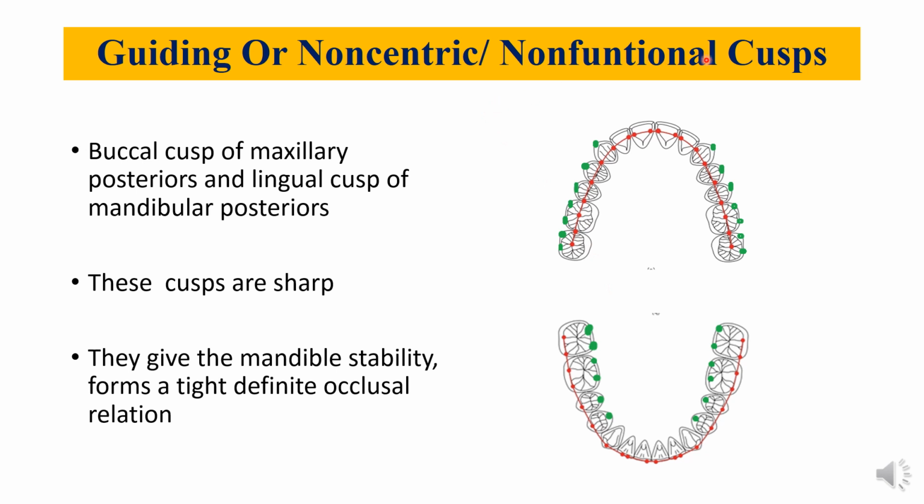These non-functional cusps are called guiding cusps. Why? Because they make the mandible more stable, and they form a tight, definite occlusal relation. When you clench your teeth, just bite both teeth together, these non-functional cusps form the occlusal relation. Therefore they are also called guiding cusps, and they are mostly sharp because they don't take part in functions like chewing or any grinding procedures. They don't take part, so their cusp tips are almost sharp.